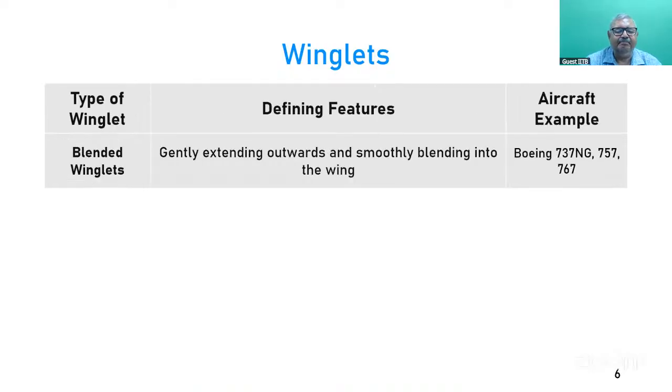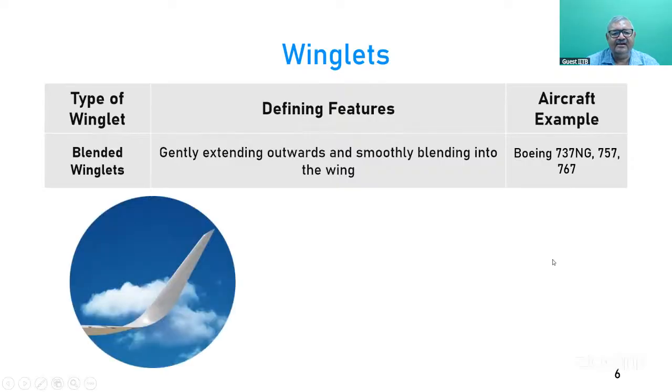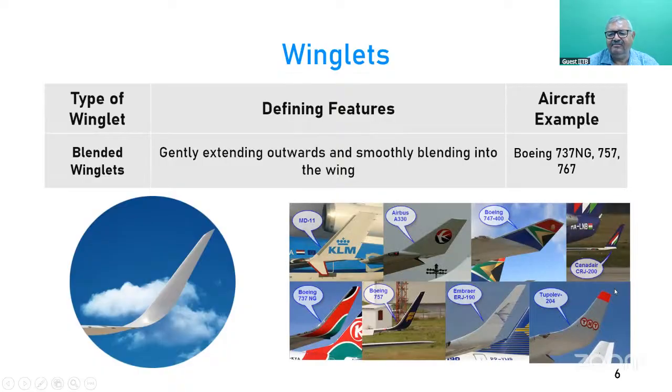Then you have what are called blended winglets. The blended winglets are very nicely, smoothly extending outwards and they blend into the wing. They do not stand out as sharp edges. The example of this would be Boeing 737 NG, 757 and 767. They look very beautiful, right? And there are several examples all over the world of various aircraft types which follow this particular kind of winglets, as you can see in these images, very popular.